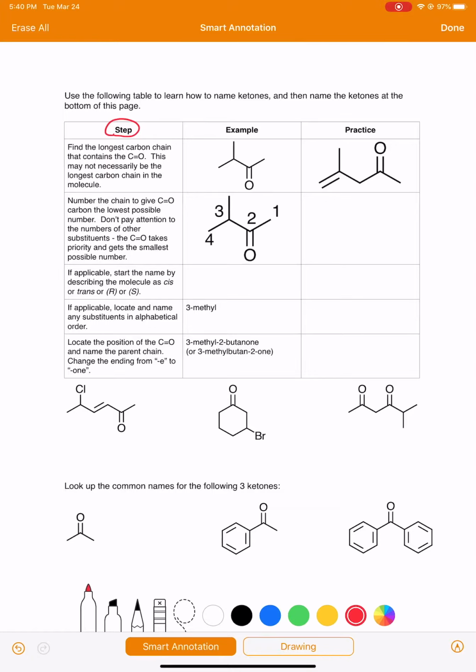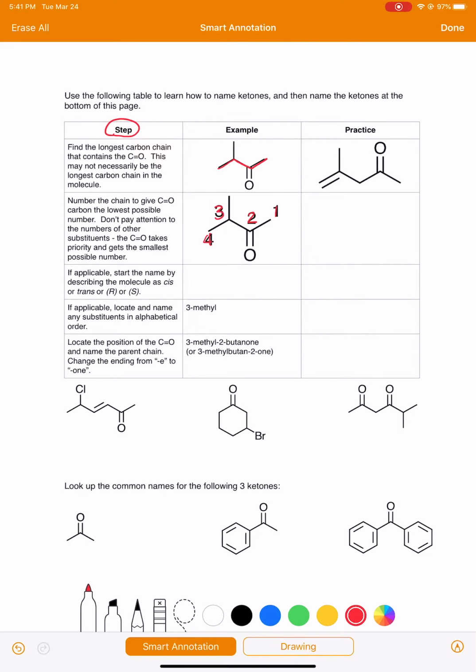So we want to start by finding the longest carbon chain that contains the ketone functional group and then numbering that carbon chain to give the ketone the lowest possible number. The ketone, unlike the aldehyde, could be anywhere on the carbon chain. So its location is not implied. It's not going to be carbon number 1 ever. That would make it an aldehyde. And we do always have to think about stereochemistry.